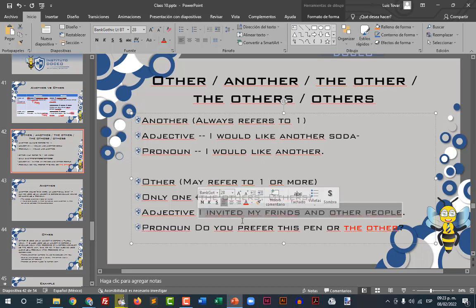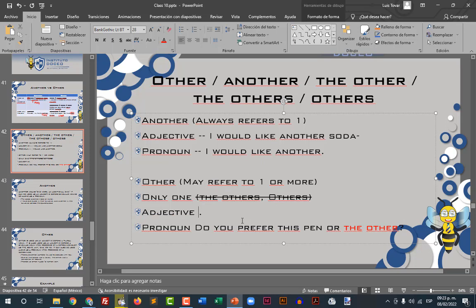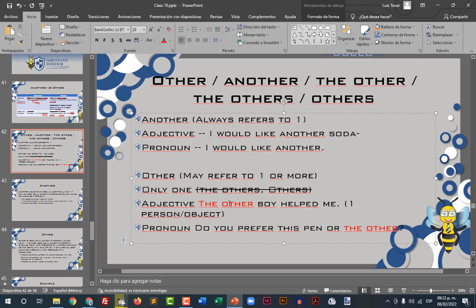I'm going to change this one so I will use it in singular. For example, the other boy helped me. So when you use other to refer to only one person or object, you must use the article the. Okay? Here, this is an adjective because it's modifying the word boy. And here is a pronoun because I am only using the word the other. I'm not using the man. Okay?